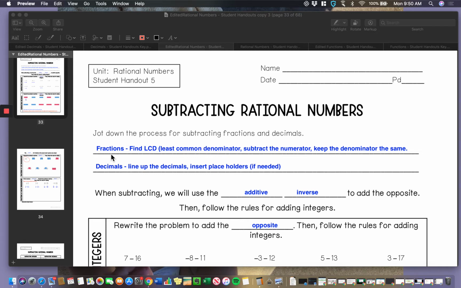So when we're subtracting fractions, you have to find the least common denominator, subtract the numerator, and keep the denominator the same. For decimals, you got to line up the decimals and insert placeholders if needed.